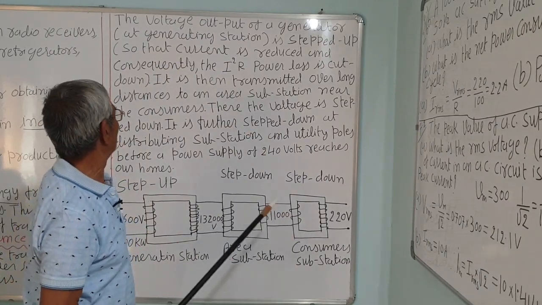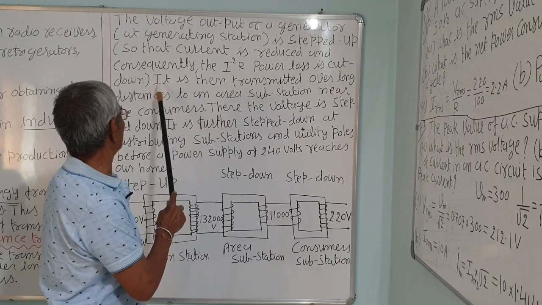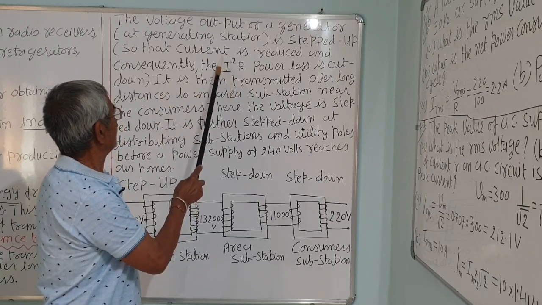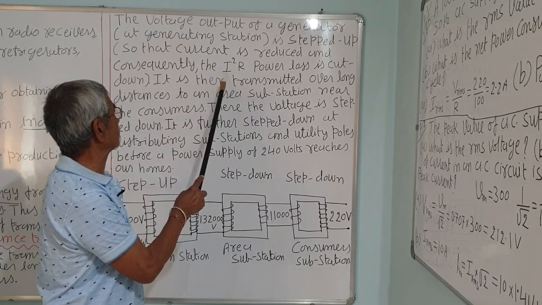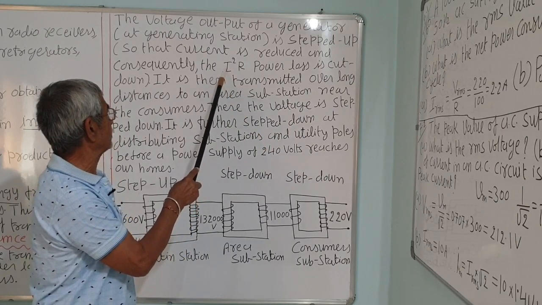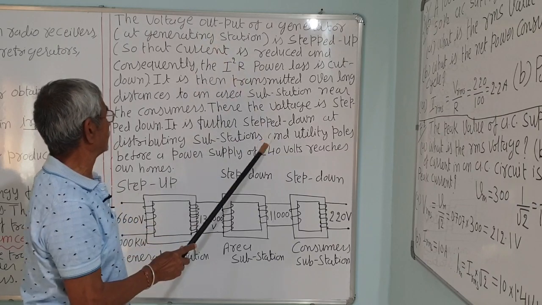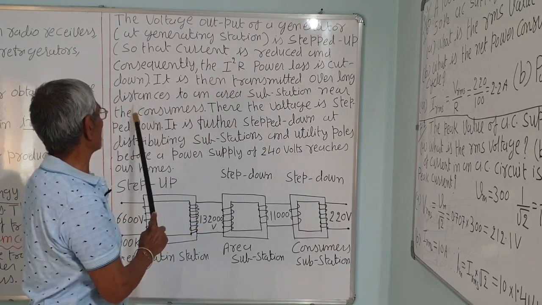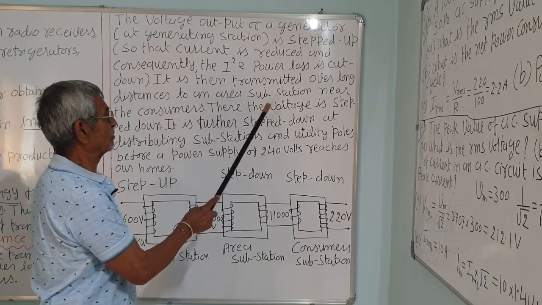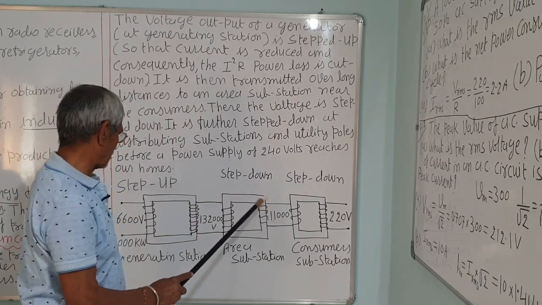at the consumer's point. The power loss is I square R, so I is to be reduced, so the voltage is stepped up. This is the most important thing to be kept in mind. It is then transmitted over long distances to an area substation.